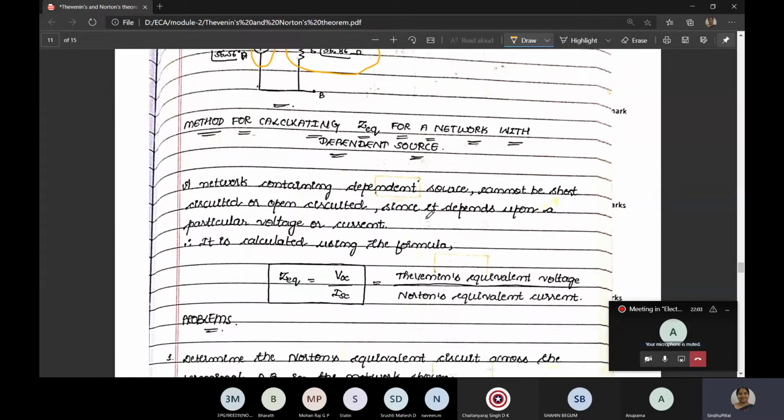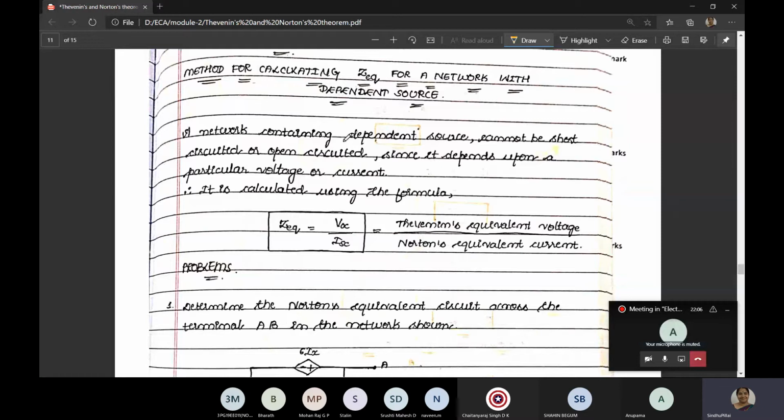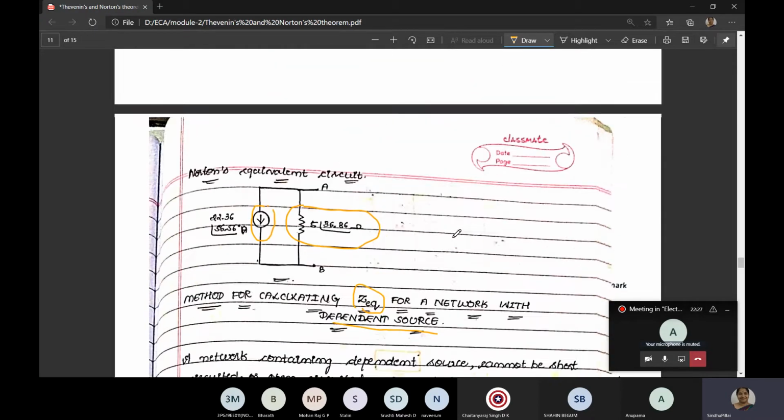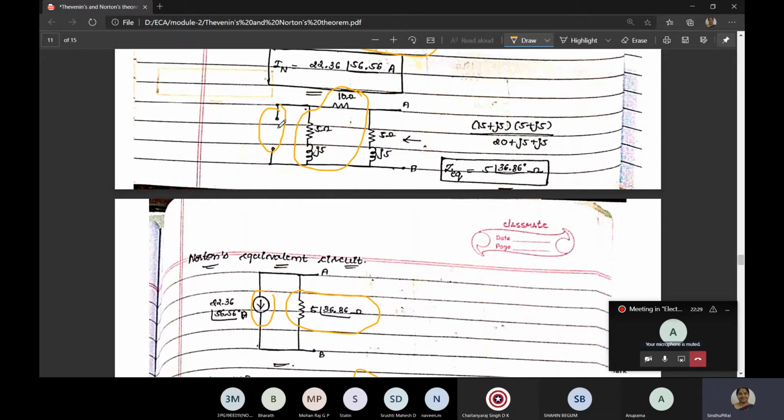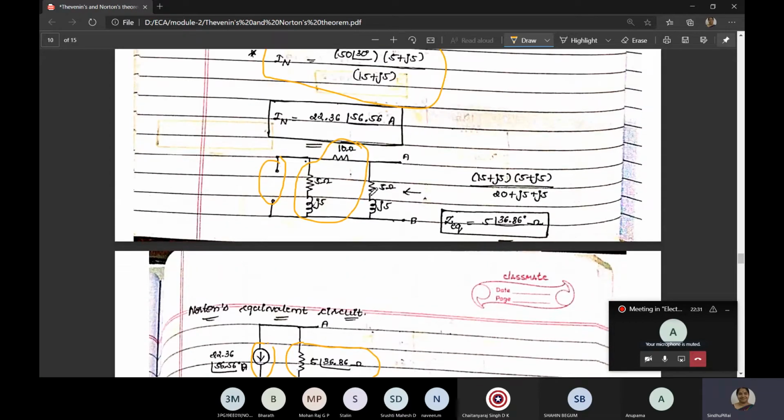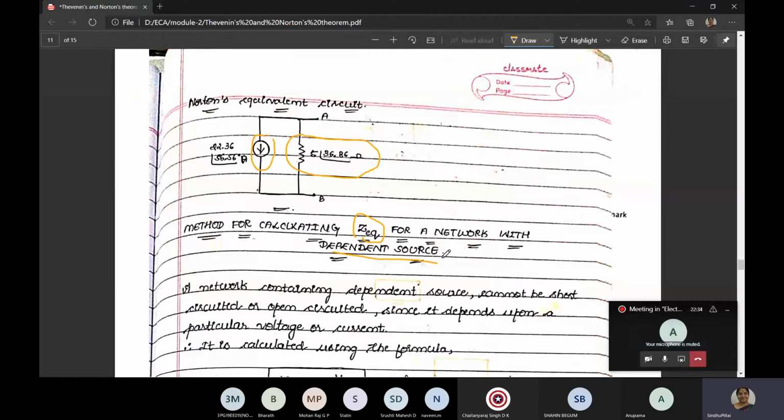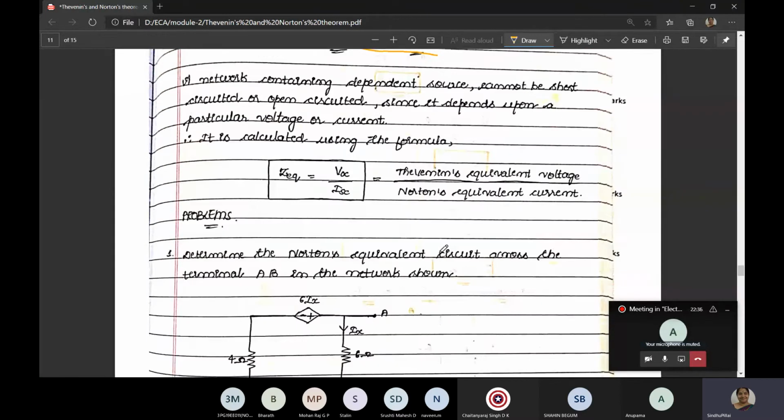Next we'll go with one more important concept: the method for calculating Z equivalent for a network with a dependent source. Till now in the examples we had seen for Thevenin's and Norton's, there was no dependent source. Now we'll see what formula to follow if a network has a dependent source, because we can't open and short circuit like this. A dependent source should be kept as it is. It cannot be open or short circuited.